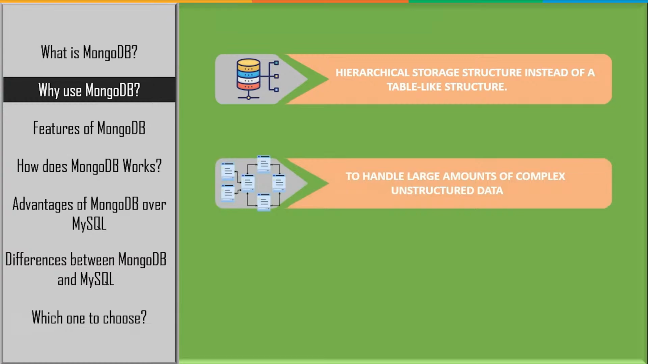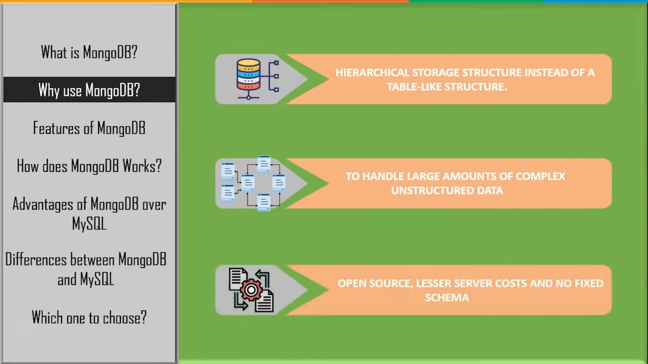MongoDB is used to handle large amounts of complex unstructured data. Now, unlike MongoDB, with MySQL you only work on structured data, that is, data which has a proper structure, for example, a name and so on. So in that case, we use MySQL. Whereas MongoDB handles large amounts of complex unstructured data.